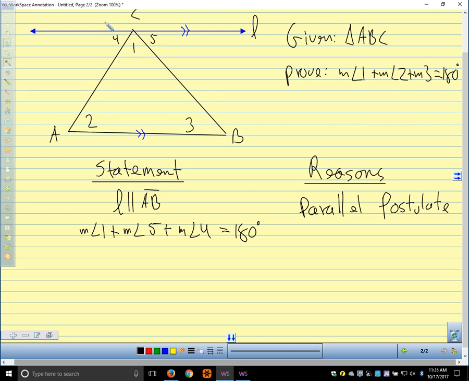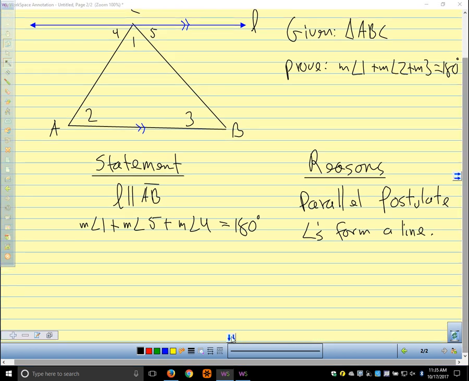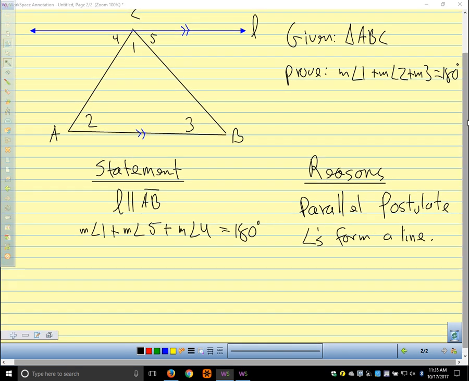Now, what do those three angles make up? Not a pair. We don't have a name for a linear triple, but all three together make up a line, right? So I'm going to say they form a line. Angles form a line. We don't really call them linear triples, but that's kind of what they are. Not a bad name for them.